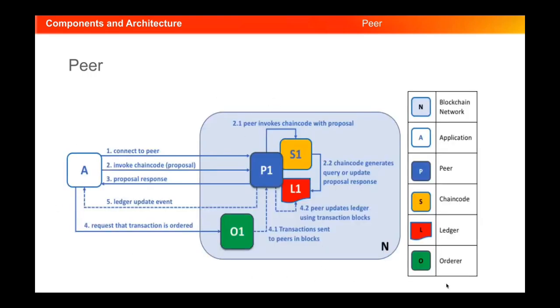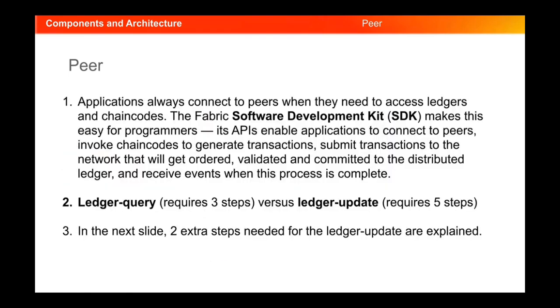Let us see an example of this. Consider this blue box as the blockchain network, and A, the outside application which sits outside the network. We are going to take P1 as the peer, S1 as the chain code, L1 as the ledger, and O1 as the orderer. As we saw in the previous slide, a ledger query takes 3 steps and a ledger update takes 5 steps.